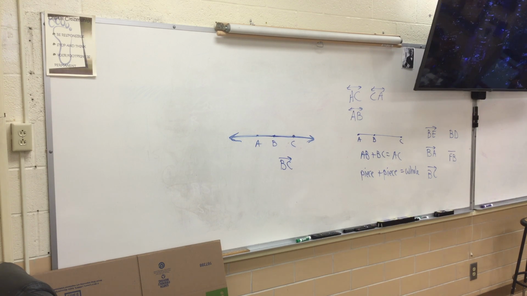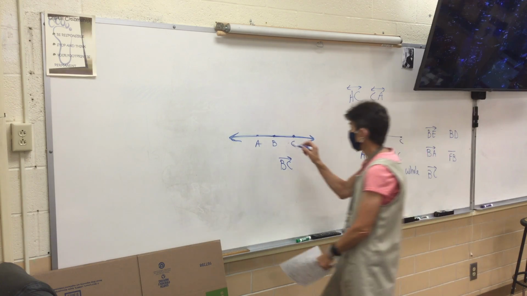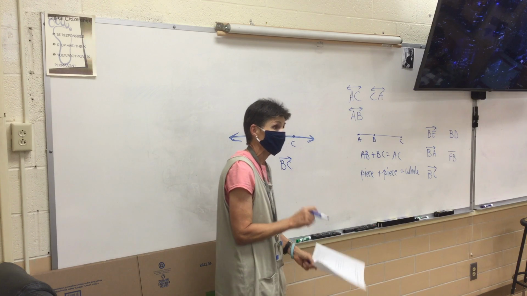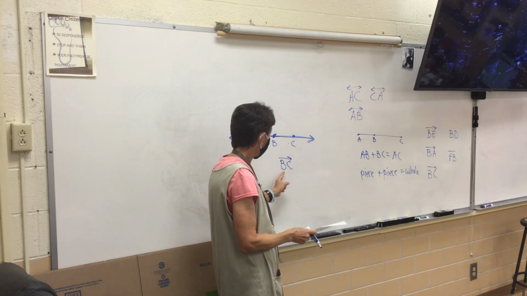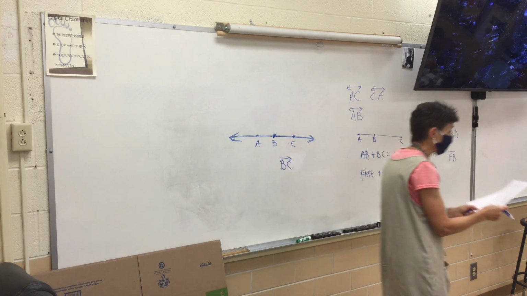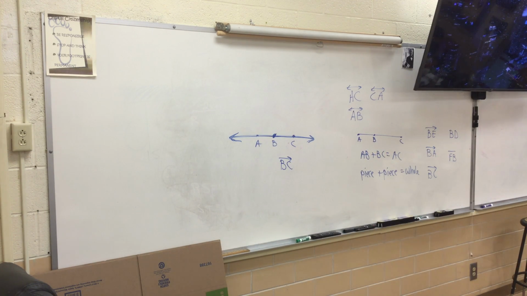The end point of a ray is where it starts. I know it seems a little weird. The end point is where it starts, but that's what it is. So the end point of ray BC is B. What is the end point of ray QT? Q.